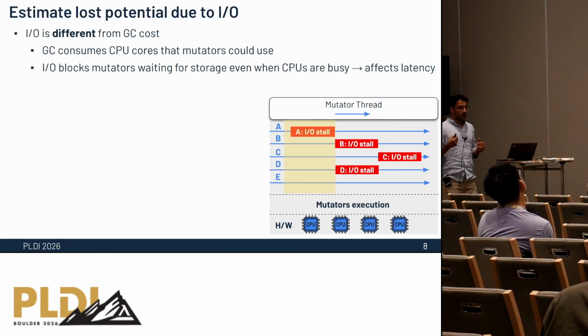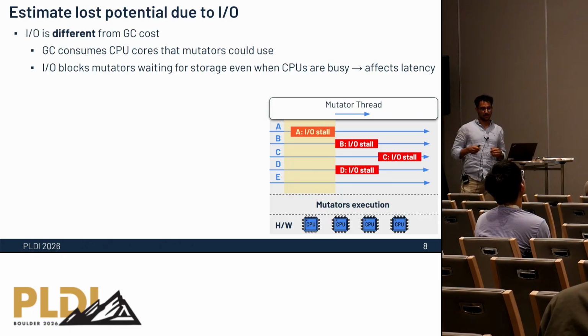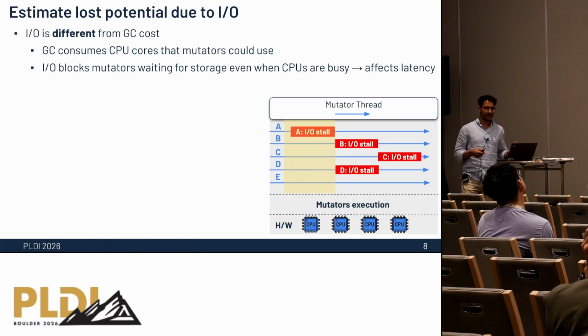Then the I/O cost estimation is different from the GC cost. The GC consumes CPU cores that mutators could use. In the case of I/O, it blocks mutator threads waiting for storage to provide the data, even when CPUs are busy, creating a queuing effect, which affects application latency.